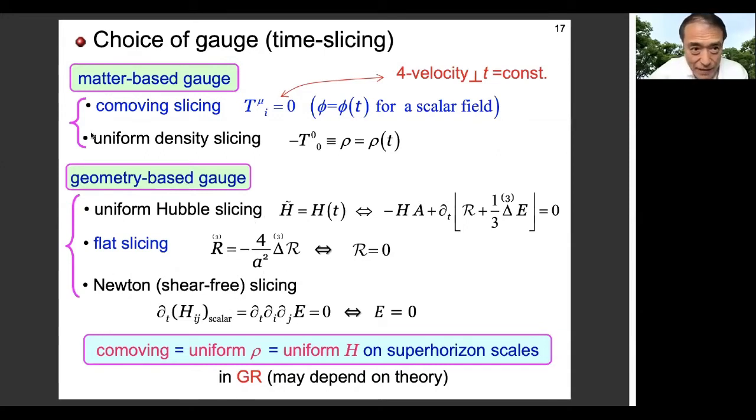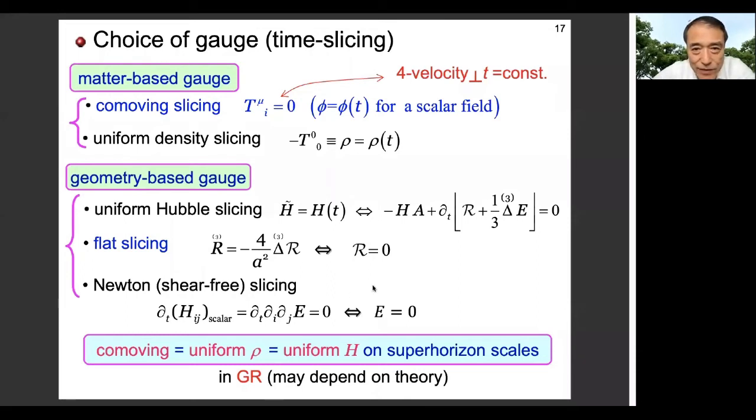Okay. And in the case of the matter-based slicing, uniform density, you can easily see it's always possible, unless of course the fluctuation in the density is so high that the definition of the hypersurface no longer satisfies the space-like condition. That's an extreme case, but otherwise this can be easily chosen at nonlinear level. Okay.